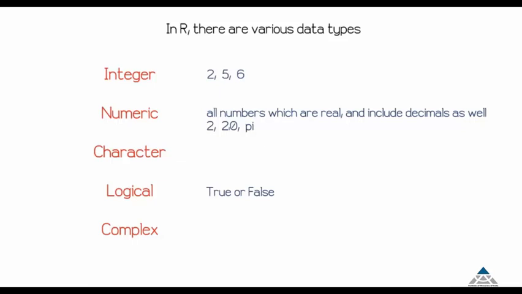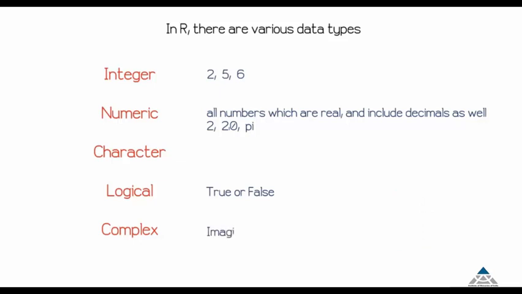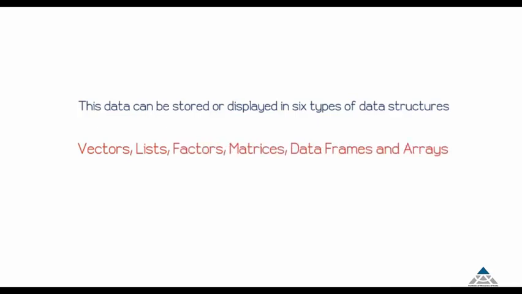As we have learned in the previous video, integer is essentially a subset of numeric. Then complex will have imaginary numbers such as 1 plus 4i. Characters will be alphabets and symbols other than numbers. This data can be stored or displayed in 6 types of data structures which are enlisted here. Vectors, lists, factors, matrices, data frames and arrays.